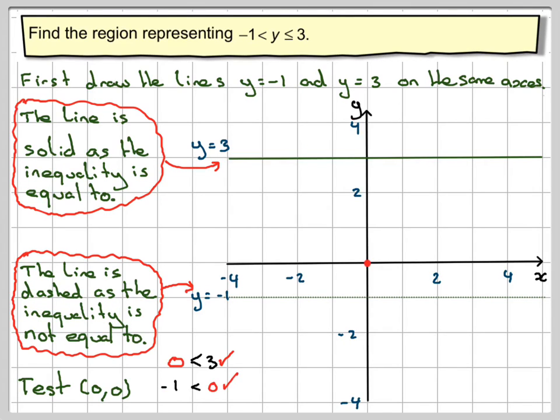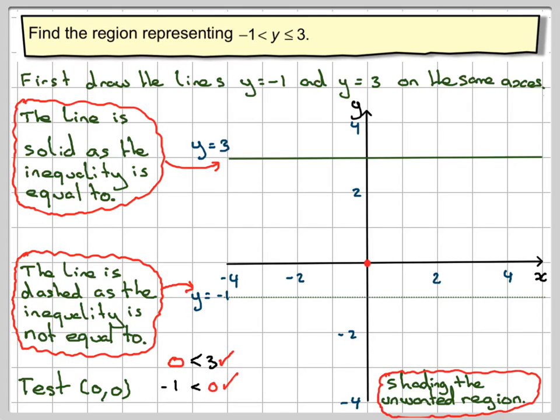And then for -1, 0 is greater than -1, so that would be in the region. Therefore, we would shade this side of that line, y is equal to -1. Make sure your shading is perpendicular to the line that you have drawn.